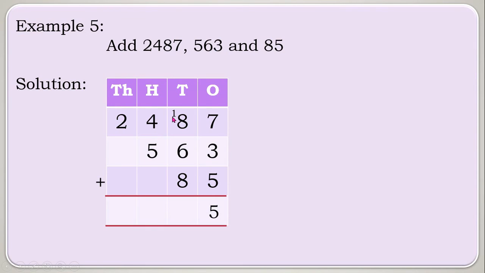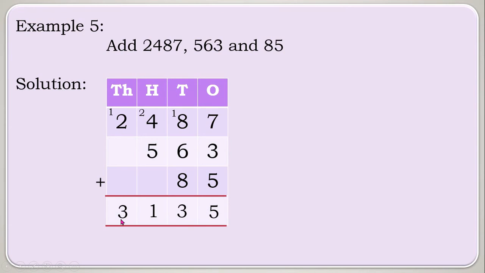I will write 5 here and carry 1 to the next column, that is to the tens column. So I will write 1 here. So now 1 plus 8 is 9, 9 plus 6 is 15, 15 plus 8 is 23. I will write 3 here and carry 2 to the next column. And I will add 2 and 4. 2 plus 4 is 6, 6 plus 5 is 11. I will write 1 here and carry 1 to the next column. 1 plus 2 is 3. I will write 3 here. Since there are no digits here, these may be considered as zeros.